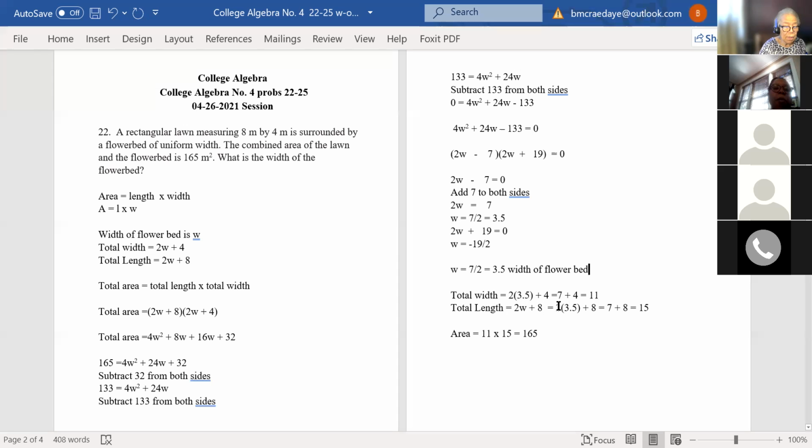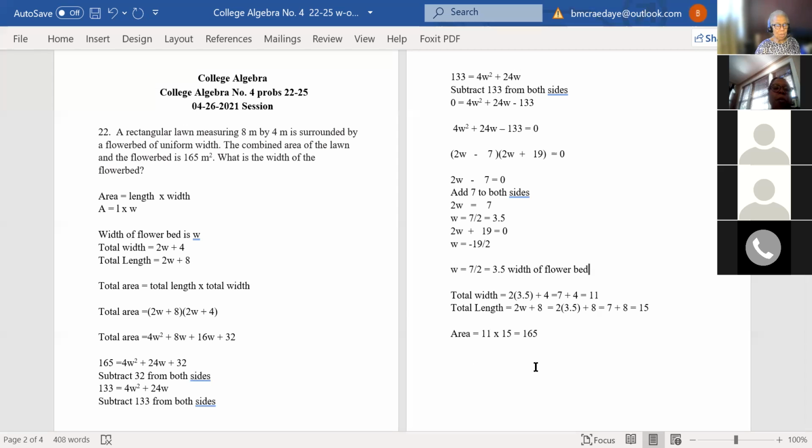All right. 2 times 3.5, that's 11, 15. We can check it. That gives us our area. So the width of the flower bed is this 3.5. This is just an extra step we took to show you that the area is indeed 165 for the combined area. Okay. Questions on number 22?